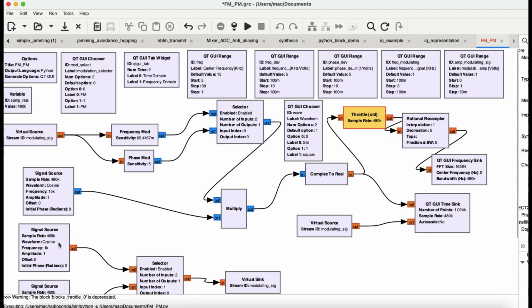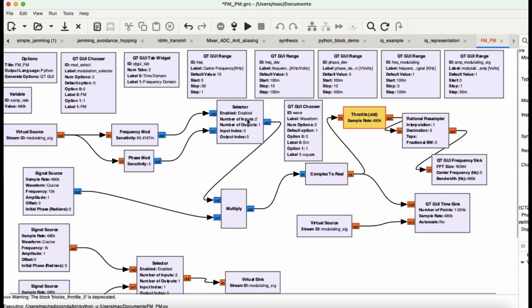So I'll have a selector switch. I can either choose cosine, or I can choose square wave, and once I select that, it is input here as my modulating signal. Once I have my modulating signal in the form of a cosine or a square wave, the same signal is going simultaneously into the frequency mod block and my phase mod block. And of course there's a switch.